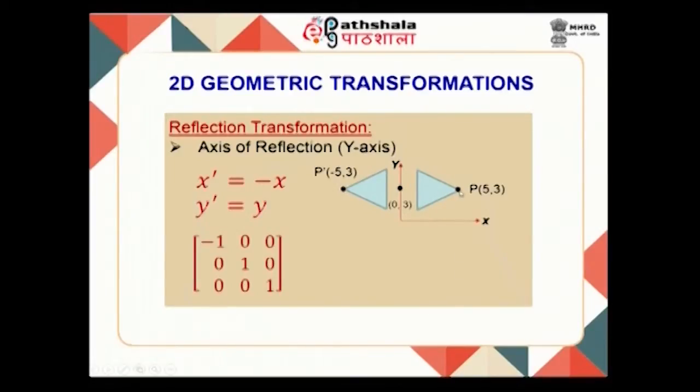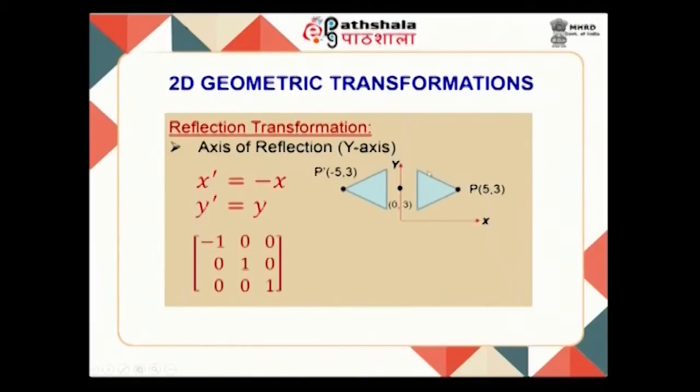Let us look at the other reflection, that is reflection with respect to an axis, say the y axis. We did a reflection with respect to the x axis. Now, let us do a reflection with respect to the y axis. That means the y axis is the axis of reflection, and now you have a triangle-like object here. On this, a vertex, say P (5, 3), is to be reflected with respect to the y axis, and what we get is a new position P dashed (minus 5, 3).